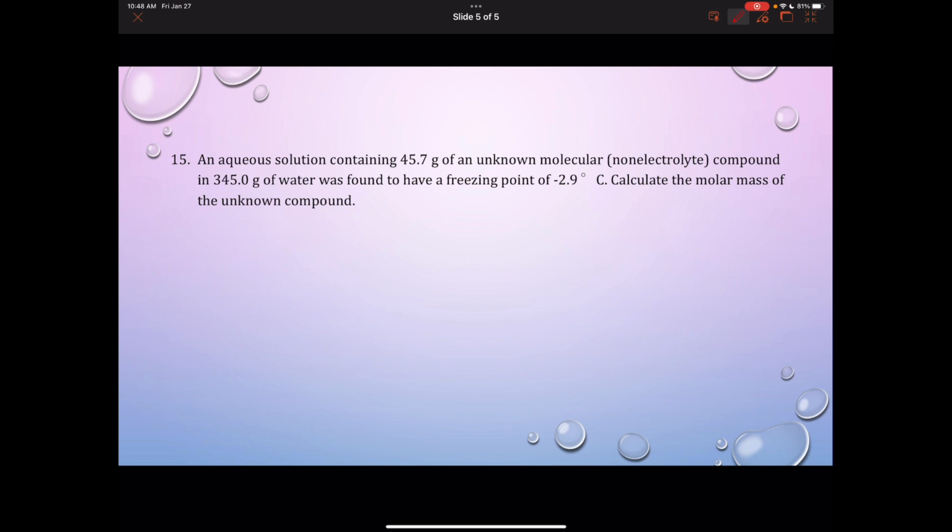So our last problem here, we've got an aqueous solution containing 45.7 grams of an unknown molecular non-electrolyte compound in 345 grams of water. It was found to have a freezing point, so the solution freezing point is negative 2.9 degrees Celsius. We're asked to calculate the molar mass of this unknown compound. So my solution contains the unknown compound. That is my solute. It's in 345 grams of water. Water's my solvent.